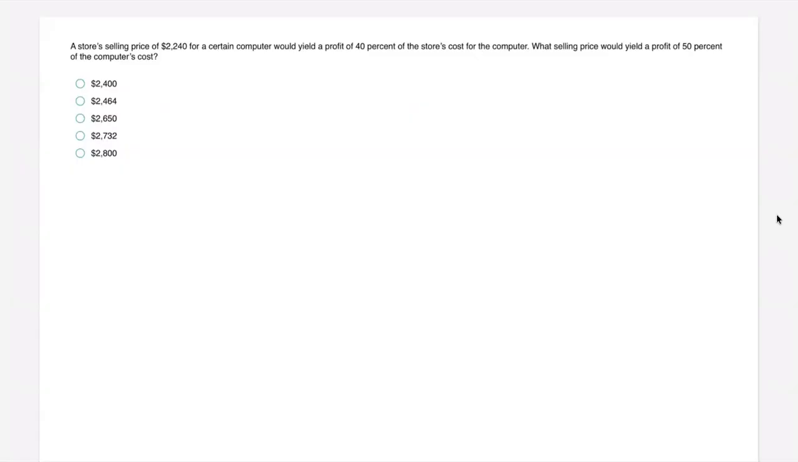A store's selling price of $2,240 for a certain computer would yield a profit of 40% of the store's cost for the computer. Profit is selling price minus cost. So the selling price of $2,240 gives you a profit of 40% of the cost.